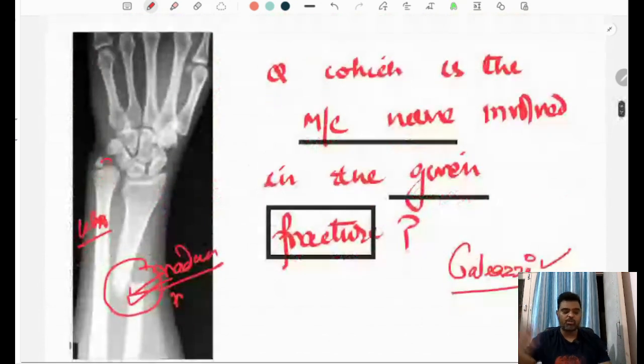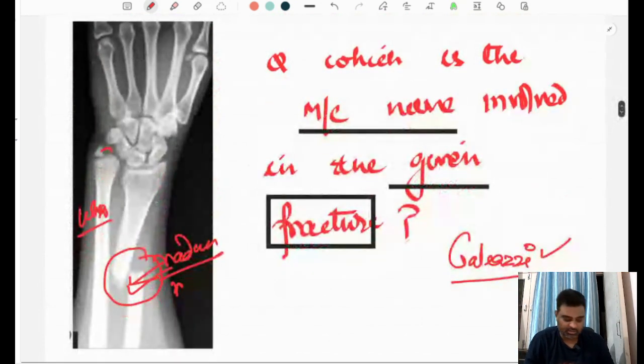And what is the most common nerve involved in the Galeazzi fracture? Can you tell me? In Monteggia, you have the posterior interosseous nerve. In supracondylar, you have the anterior interosseous nerve. In Galeazzi fracture, please remember, generally nerve entrapment doesn't take place. Nerves are generally spared. So if they ask you which is the fracture which is least associated with nerve injury, the answer will be Galeazzi.